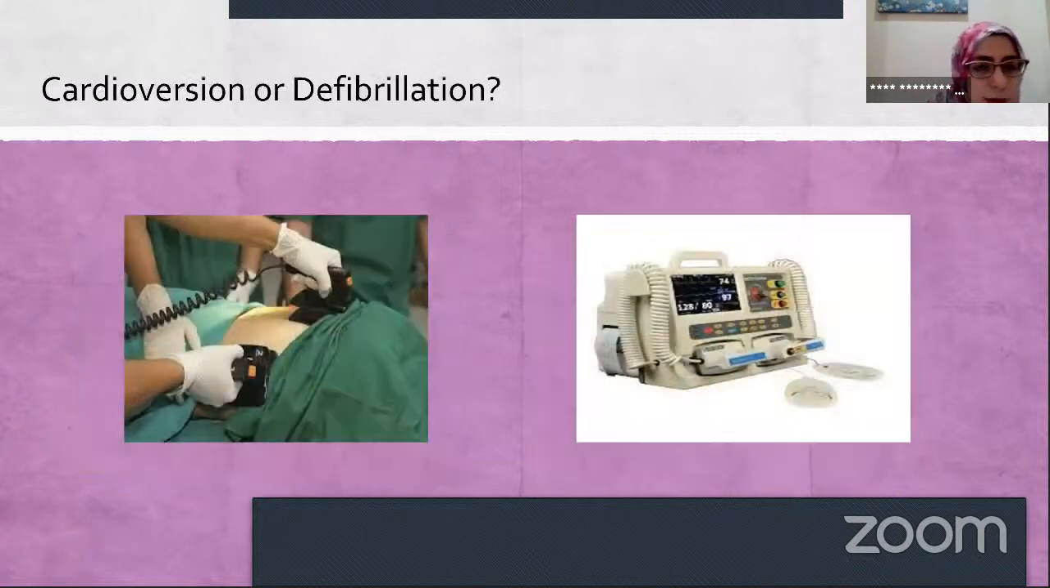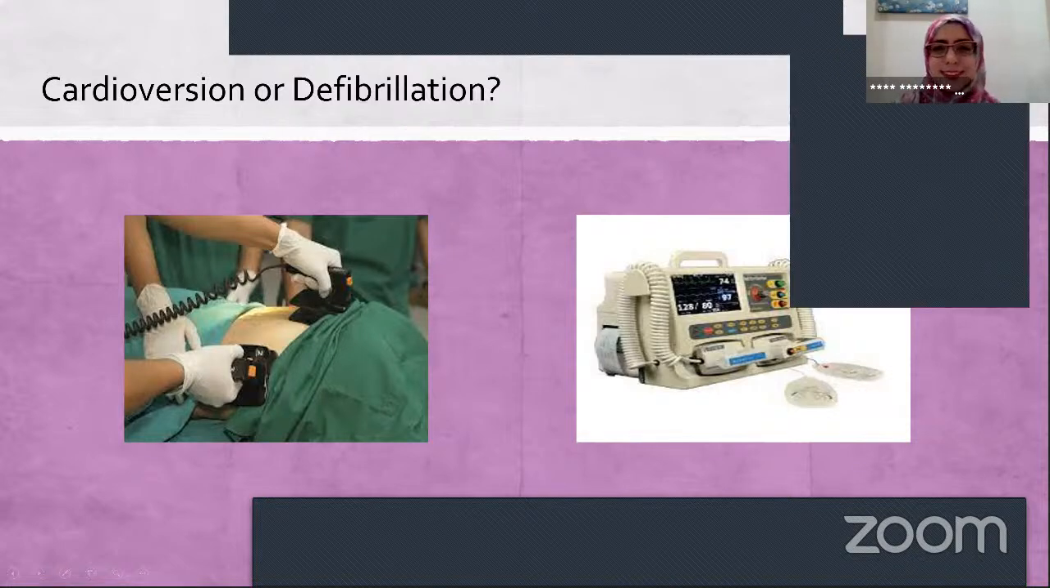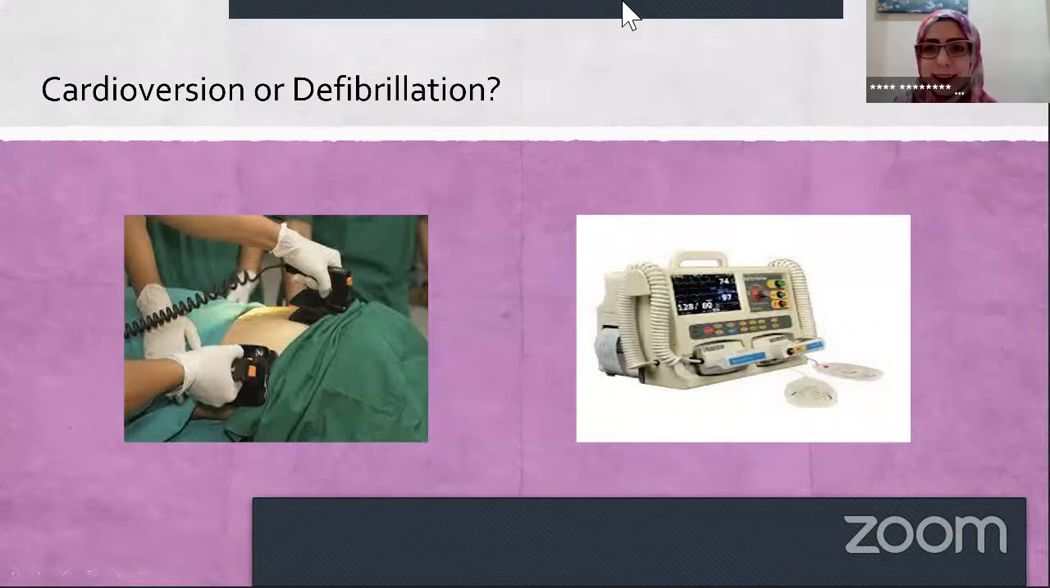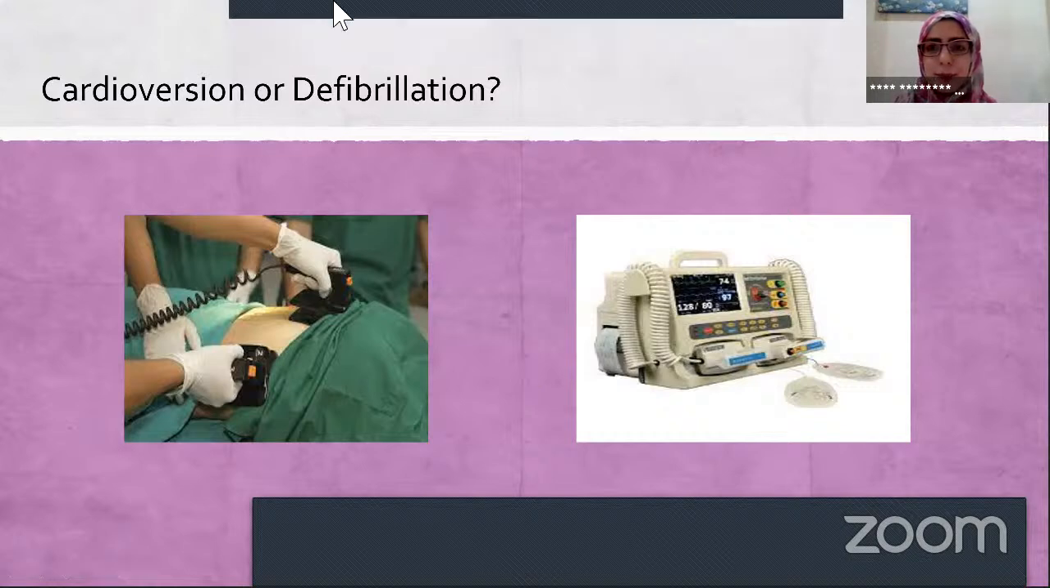And cardioversion or defibrillation. Does anybody know the difference between cardioversion and defibrillation? I just want you to know this because you might have heard it and it's written in your book too. I want you to choose the correct word. Can anybody tell me the difference? It's a little hard. Okay, I will tell you myself then. No one?